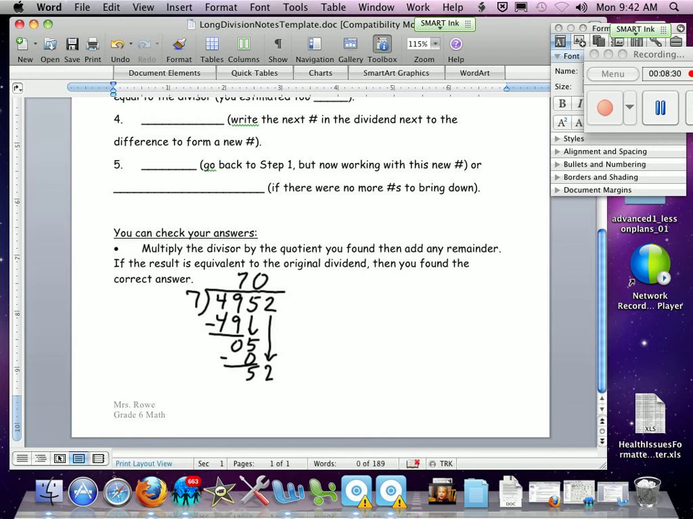How many times does 7 go into 52? We're doing Dad's division step. How many times does 7 go into 52? 7. Dad's divide step, we say 7. Mom's multiply step, what's 7 times 7? 49. Sister doesn't have to yell at us yet. 49 is not greater than 52. So Sister tells us to subtract. And what do we get when we subtract?